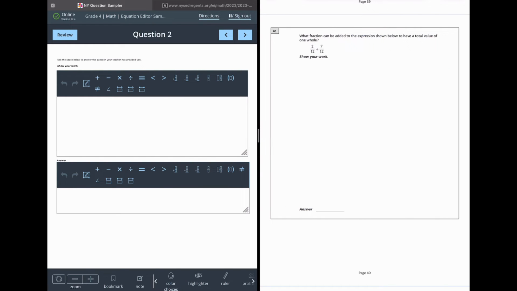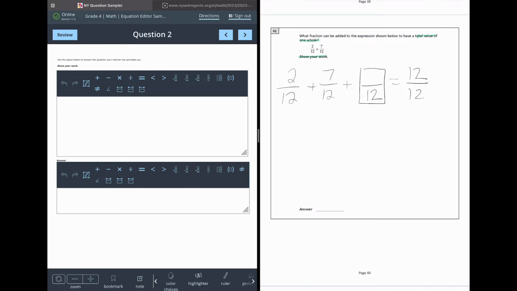Okay, we have another 2-point question here. We're going to show our work. What fraction can be added so that the total value is equal to 1? So I have 2 twelfths plus 7 twelfths plus something is going to give me 1. Another way I can think of the number 1 that's probably going to help me is 12 out of 12. Now, why did I choose 12? Because all my denominators can be the same, 12. And that helps me because that means this denominator is also going to be something over 12.